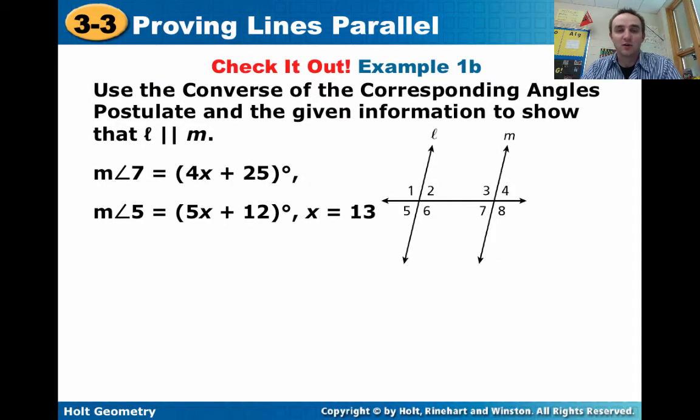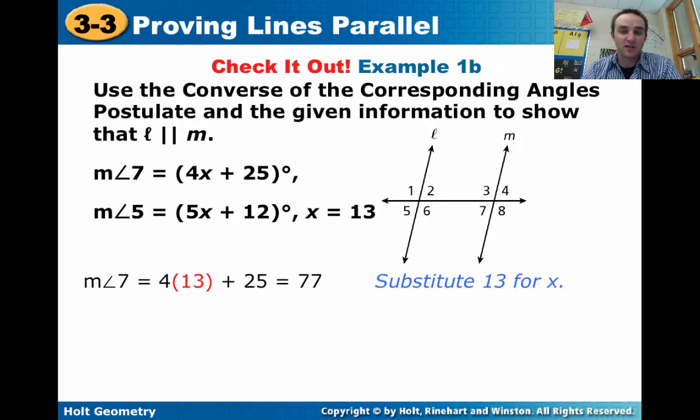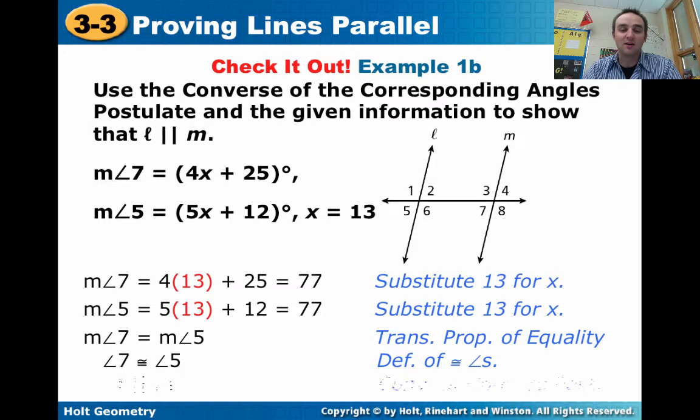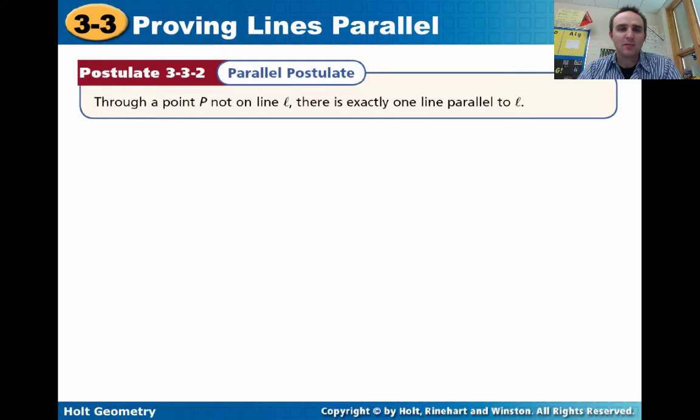Okay, I want you to try this one out, see what you can do. Of course, we plug in the 13. We notice that they both equal 77. Since they are corresponding, they are congruent, which means that the converse of the corresponding angles postulate is true and L is parallel to M.